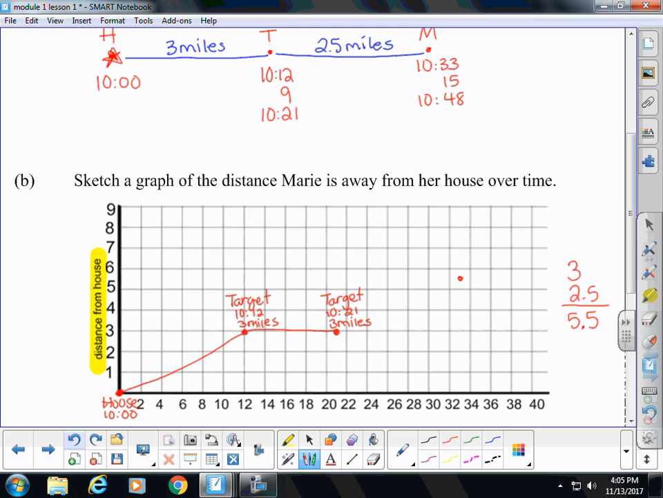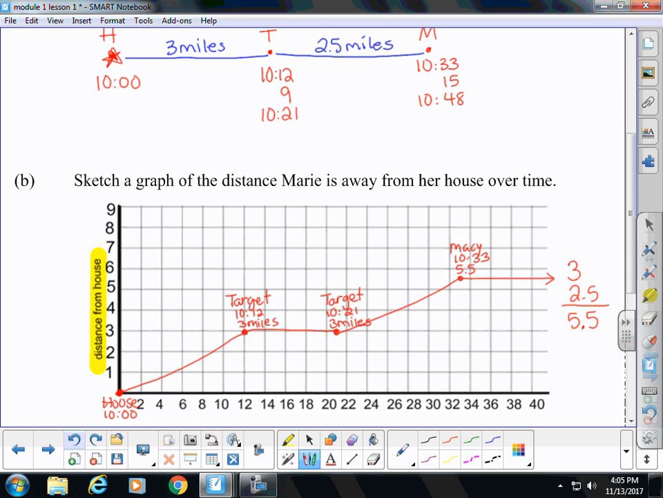So that's right there. Okay, so connect that. So this is when she ends up at Macy's at 10:33, and she's now 5.5 miles away from her house. Okay, and then they tell us that she stays there for 15 minutes, which would take us to 10:48, but we can't actually see 10:48 on our graph, so I'm just going to make a constant line that goes on.